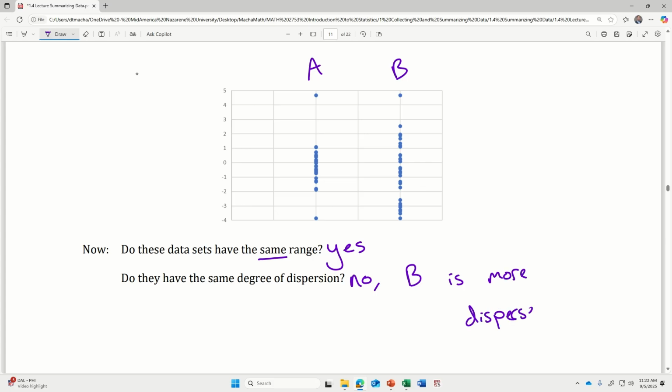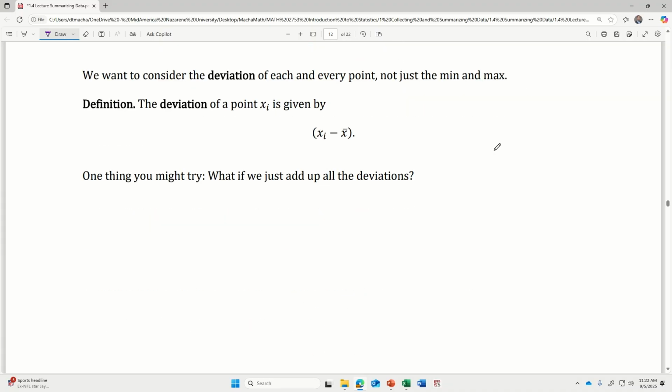So I show you this because range isn't the perfect measurement of dispersion, right? You could have a data set that's more dispersed but even has a smaller range than a different data set. What we really want here is something that doesn't just look at the maximum and the minimum, but a measure of dispersion that looks at every single measurement and takes into account how far it is away from the other measurements. So we want to consider the deviation of each and every point.